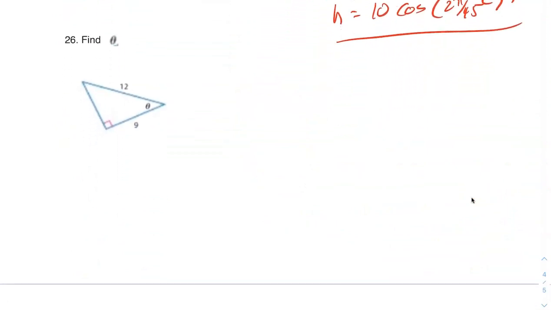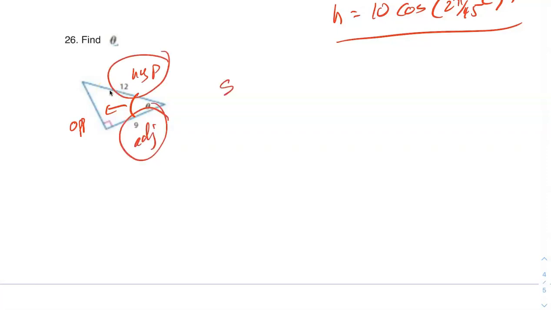Find theta. So this is a right triangle, so you use SOHCAHTOA. All we gotta do is list out the sides. So this is opposite, because it's opposite the angle. Opposite the right angle is the hypotenuse. So that's this guy, and the missing side is adjacent. We have adjacent and hypotenuse. SOHCAHTOA. A and H is CAH.